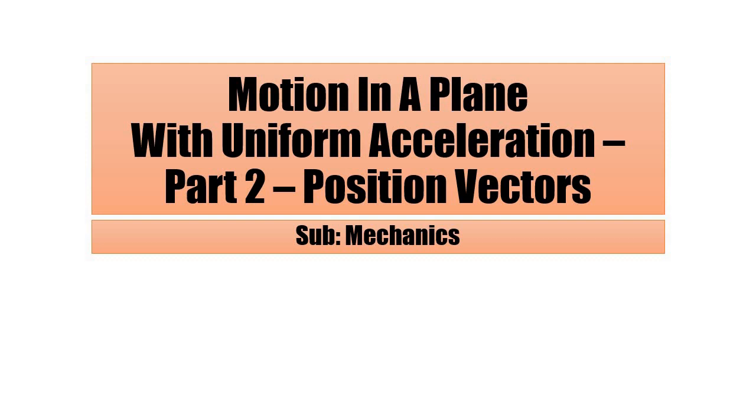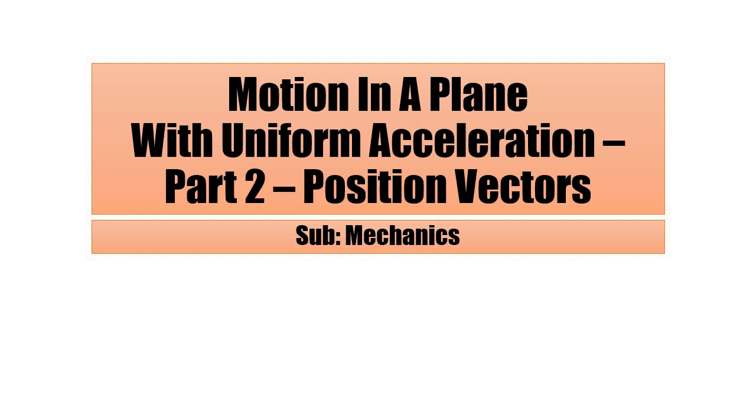So we'll continue our discussion related to two-dimensional motion, that is motion of an object in a plane. Previously we discussed the motion of an object in a plane with uniform acceleration with respect to the velocity vectors representation. In this video we are going to discuss the motion of an object in a plane with respect to the representation of the position vectors according to the individual components, respective x and y components.